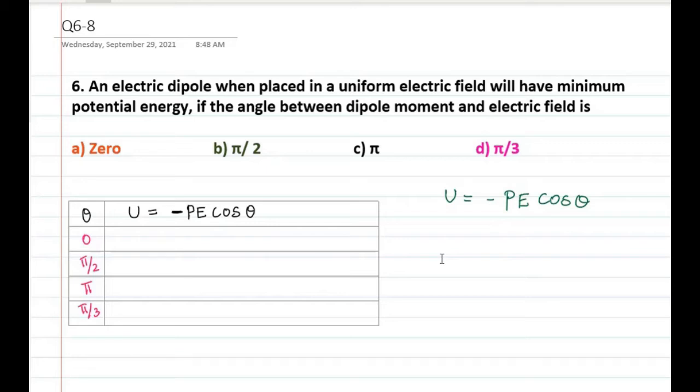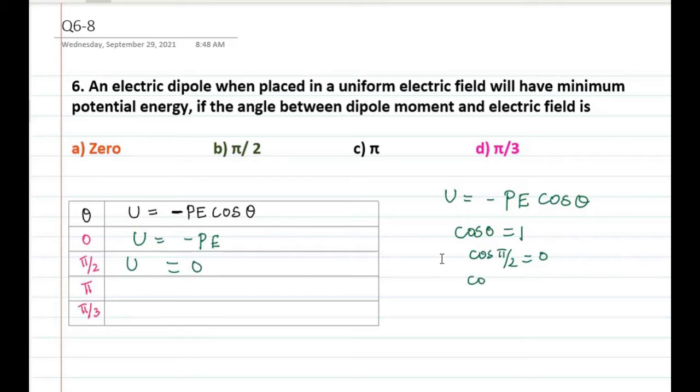They have given us when theta is 0 degree. So when you substitute for 0 degree, you will get U is equal to, what is cos 0? Cos 0 value is 1. So you will get -PE into 1. Next, for pi by 2, what is cos pi by 2? Cos pi by 2 value is 0. So you'll get U equal to -PE into 0, which is 0.